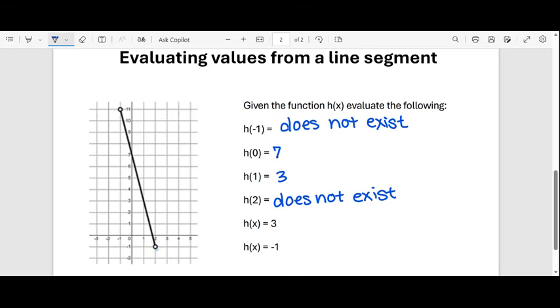Now let's work backward here. What is our x value if our y value is 3? So we'll say y is 3. We're right here. Our x value is 1. So we'll say h of 1 equals 3. This one is saying if y is -1, if y is -1 down here, what's our x value? Another trick question, it does not exist. So we're going to say does not exist because this graph here does not exist at the open circles. This has been evaluating values.